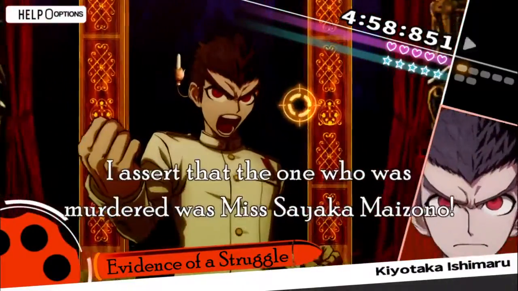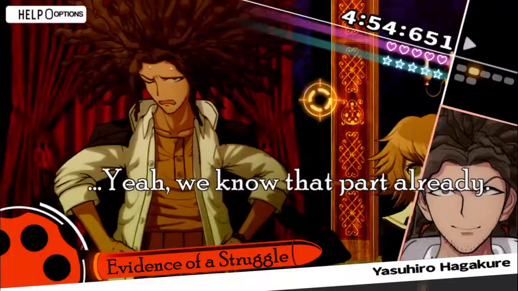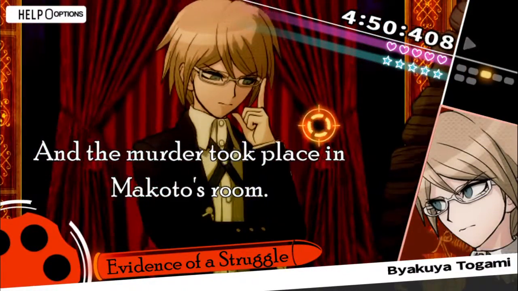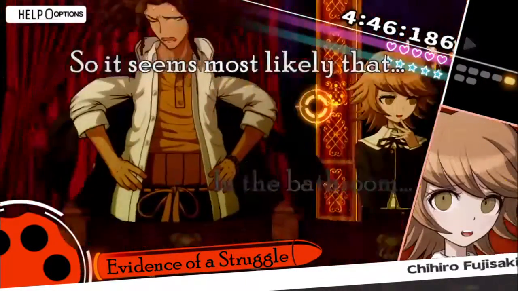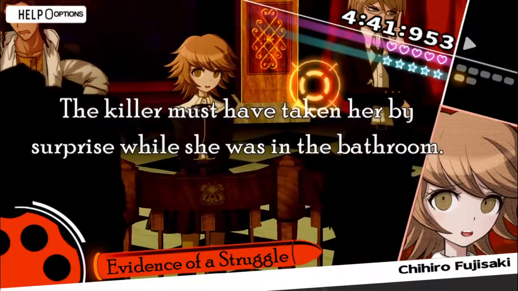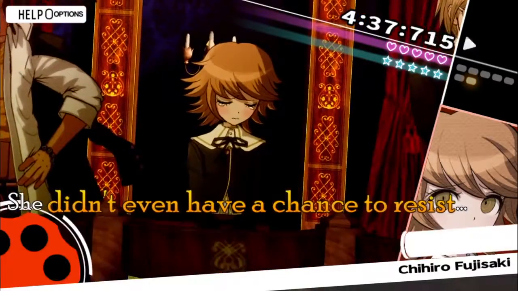I assert that the one who was murdered was Miss Sayaka Maizono! Yeah, we know that part already. And the murder took place in Makoto's room. In the bathroom. So it seems most likely that the killer must have taken her by surprise while she was in the bathroom. She didn't even have a chance to resist. No, that's wrong.